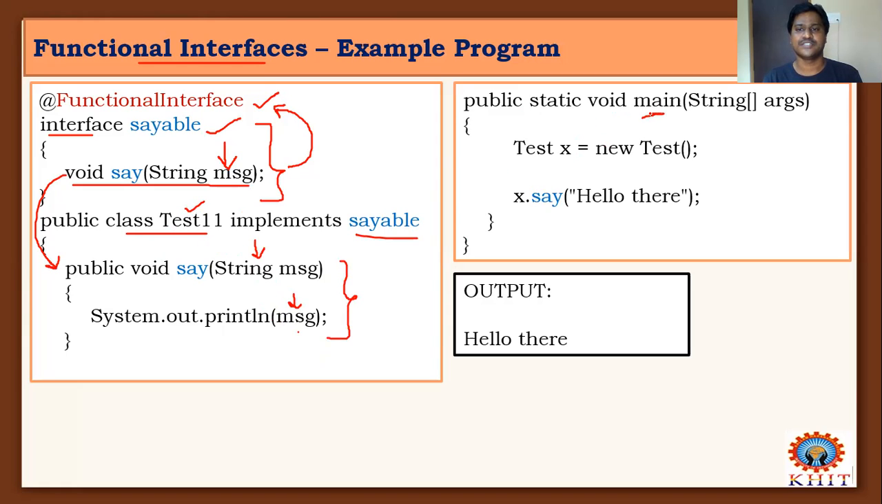Coming to the main function of this class, we just created the instance of this Test 11 class, and x is an object of this one. Now x.say is a method you can directly call or invoke through the class object, and "hello there" is the string argument passed to this method say when it is invoked using the object of this Test 11 class. Okay, got it?